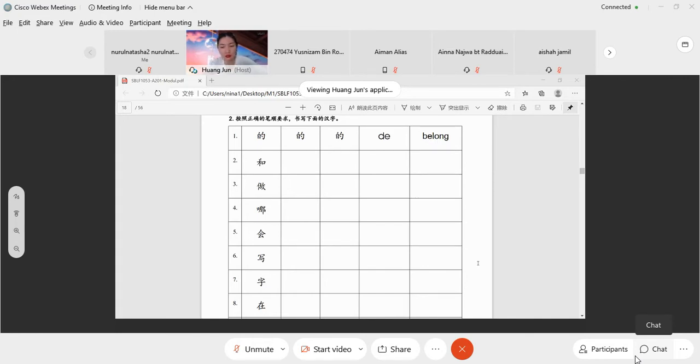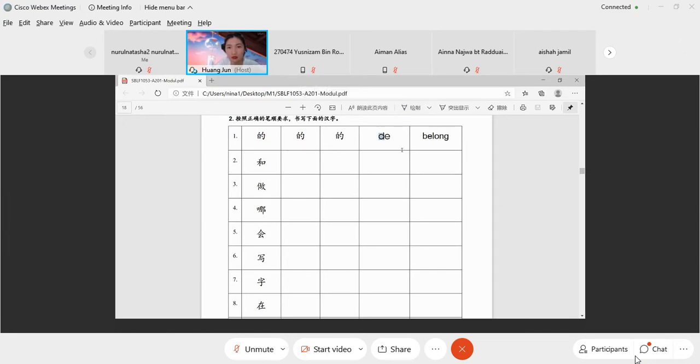In page 18 to 19. So first homework is write the pinyin and meaning. Only these two things. Okay. So only here and the meaning. So only write the pinyin and the meaning. In the middle, don't need. Okay. So just the pinyin and the meaning.